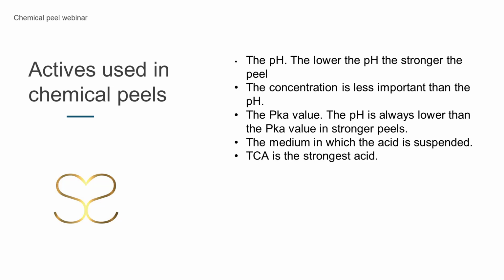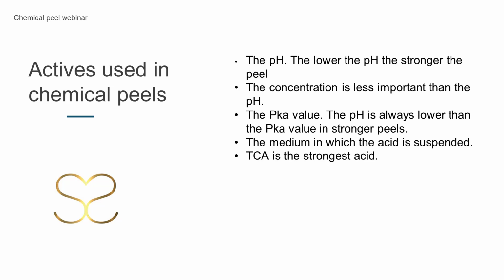So if a glycolic acid, which has a pKa value of 3.8, is buffered to a pH of 3, the chemical peel will be milder. But if the glycolic acid has a pH of 1.5, the peel is stronger and there is more acid than salt available. The medium in which the acid is suspended is another important factor to consider. Generally, gel mediums penetrate slower and more controlled, while fluid-liquid mediums have a rapid absorption rate.